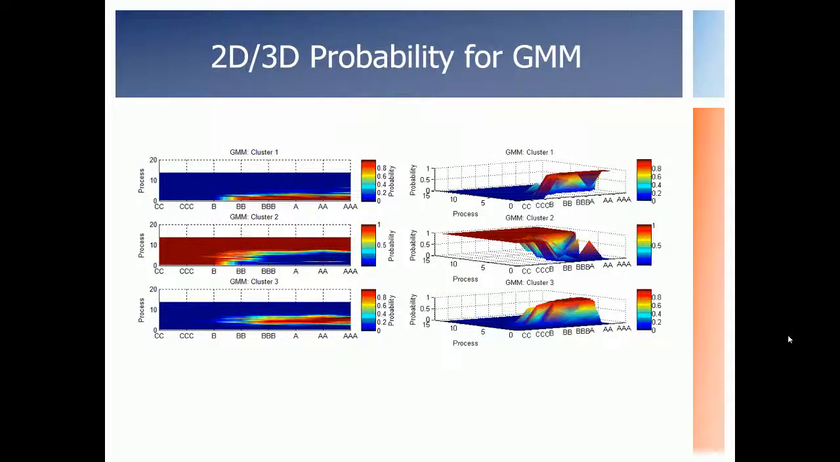Also, we can have a 2D and 3D view of the probability that a data point belongs to a particular cluster along two dimensions as well.